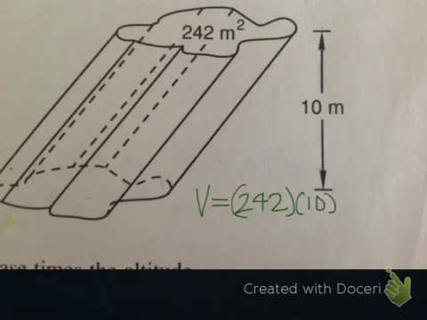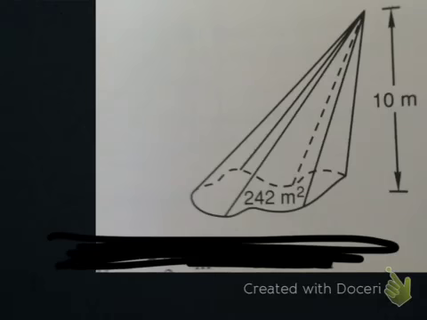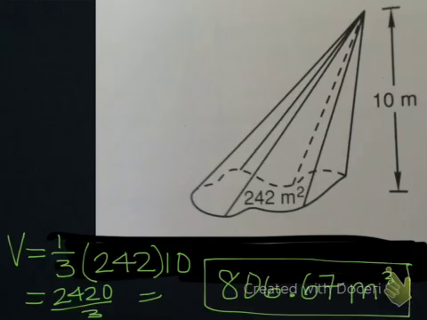So for example, if we need to find the volume of this figure, it's going to be 242 square meters times 10 meters, which ends up being 2,420 cubic meters. If we want to find the volume of this figure, it's a cone, so we need to do 1/3 of the area of the base times the height, which is 2,420 divided by 3, which is 806.67 cubic meters.